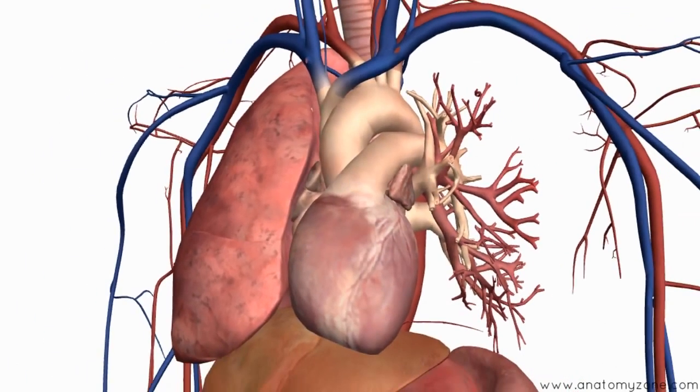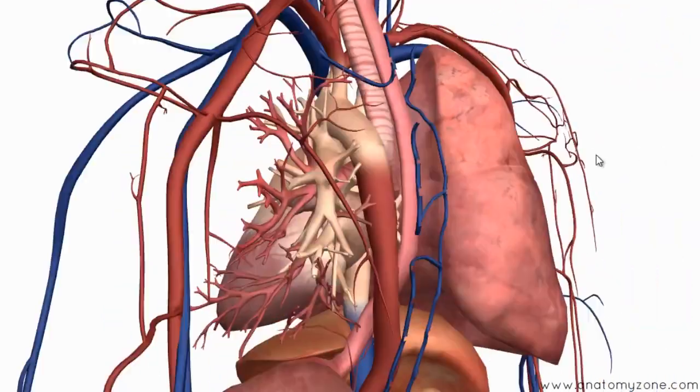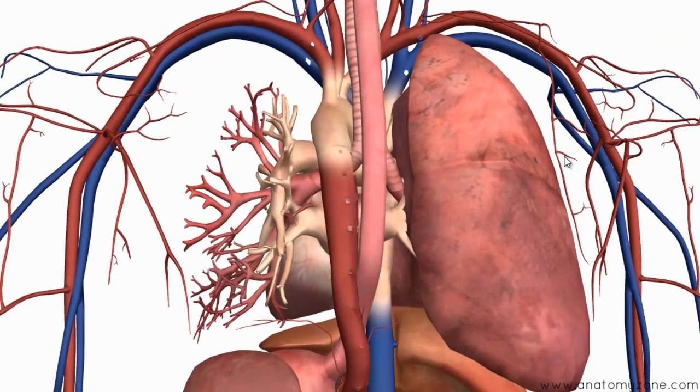I've just brought the cardiovascular system in, and I'm going to rotate the model around posteriorly, and you can see the other structures that enter the lung. So you've got the pulmonary veins and the pulmonary arteries which enter the lung at the hilum.